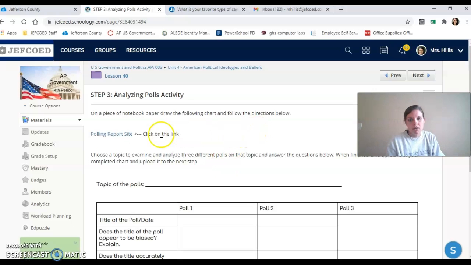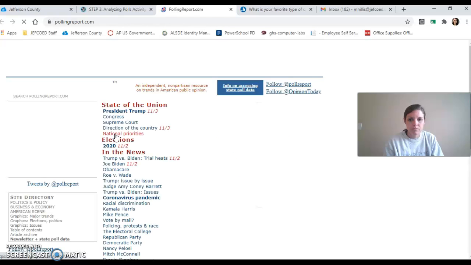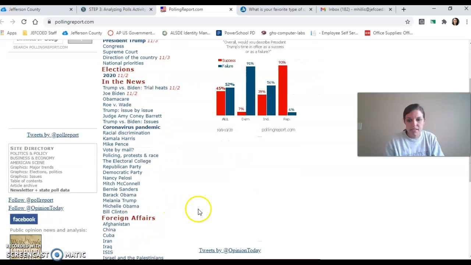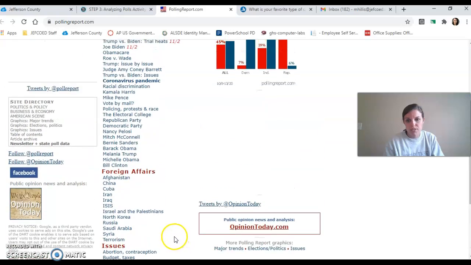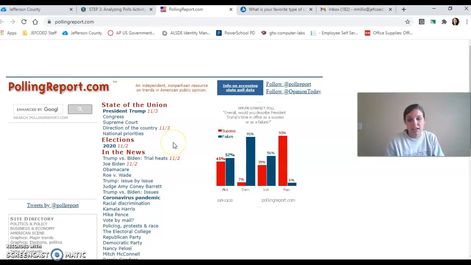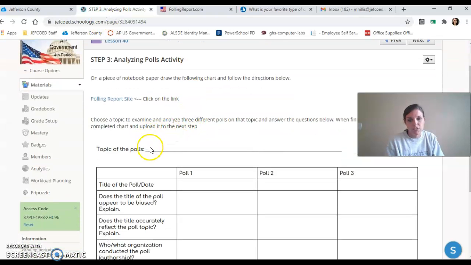Okay, so once you're done with steps 1 and 2, you'll continue to step 3. And here, you're going to click on this polling report site. Let's see if mine will load. On here, they have a lot of different topics. So you can pick foreign affairs, these other issues, things that are in the news. Whatever you pick is fine.